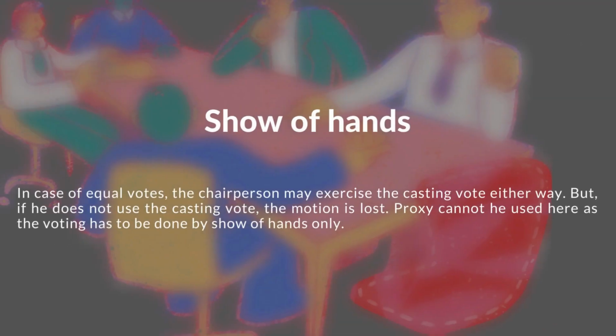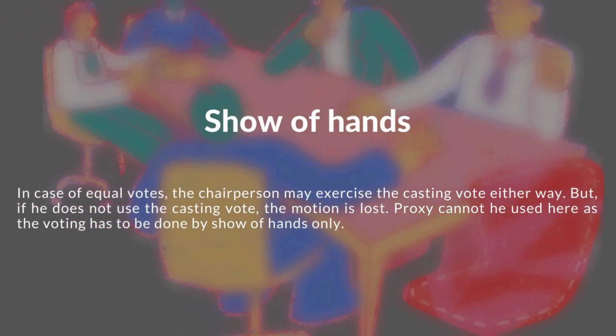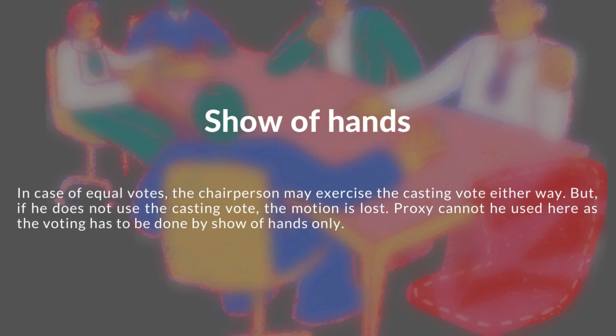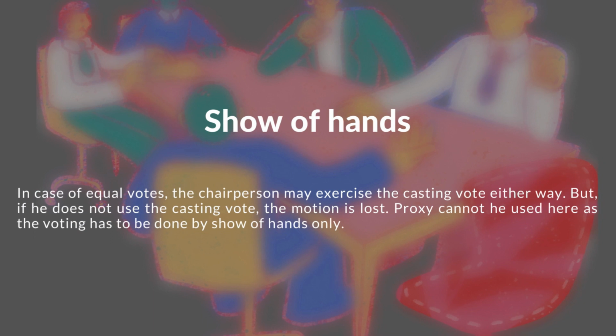Then show of hands. In case of equal votes or apparently equal votes, the chairperson may exercise the casting vote either way. But if he or she does not use the casting vote, the motion is lost. Proxy voting cannot happen here, as the voting has to be done by show of hands only.